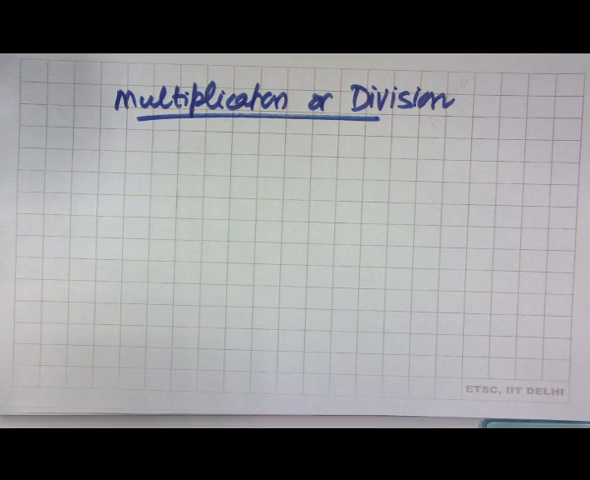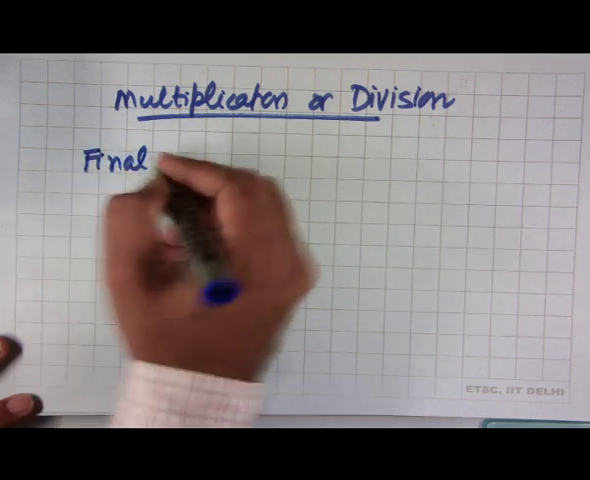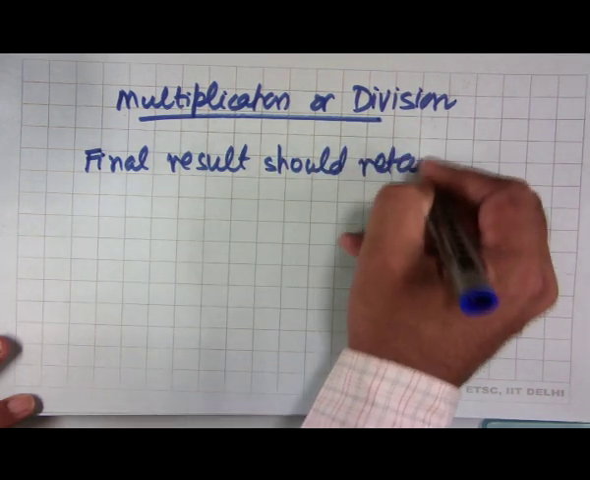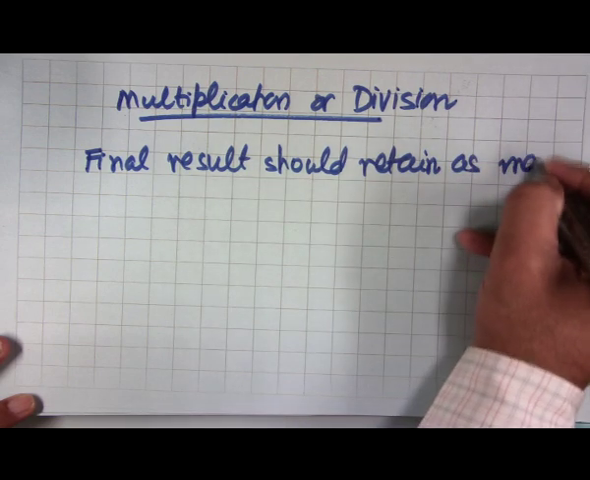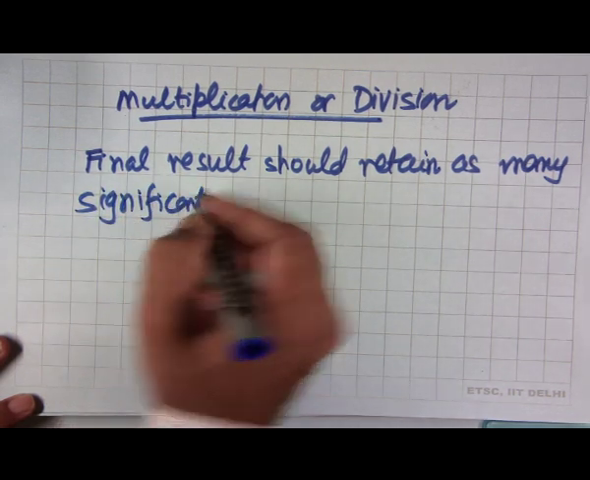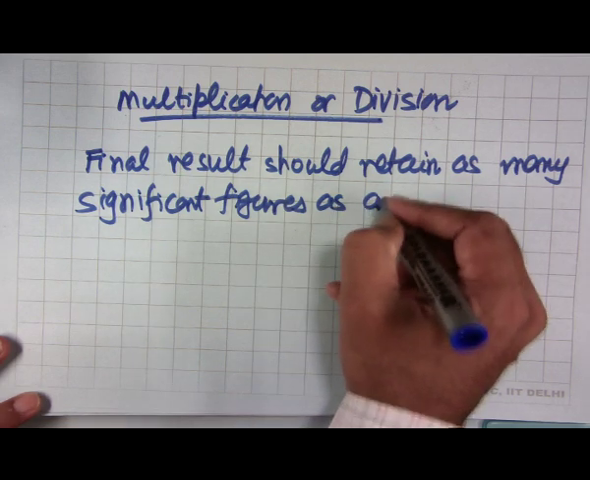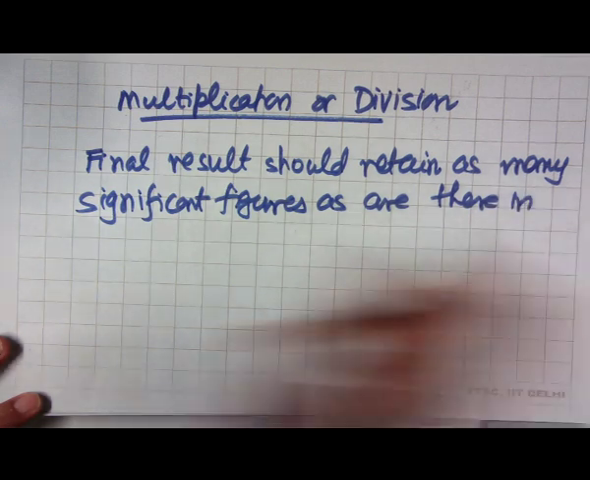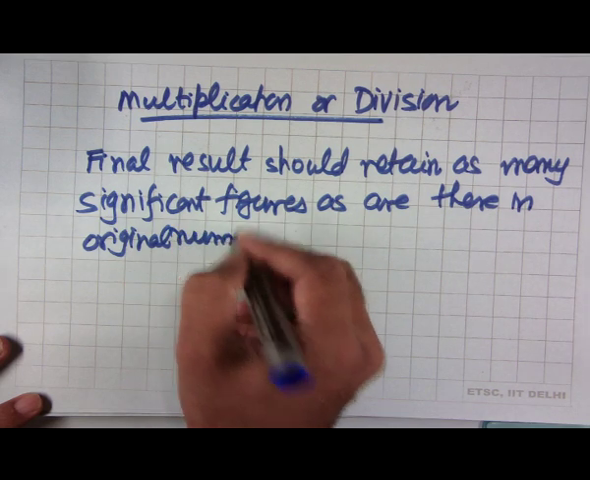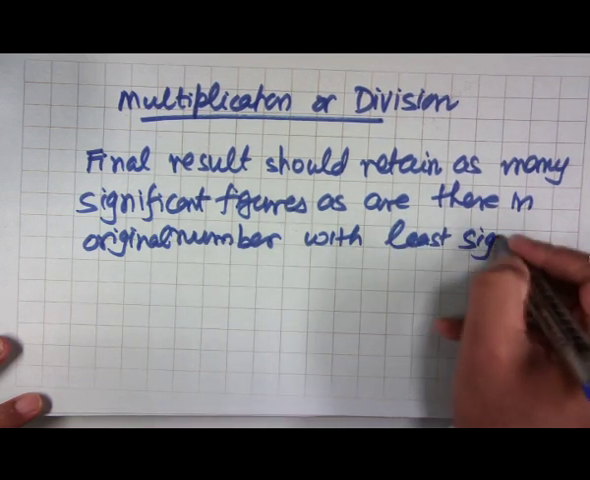Now, for multiplication and division, the rule is that the final result should retain as many significant figures as are there in the original number with least significant digits.